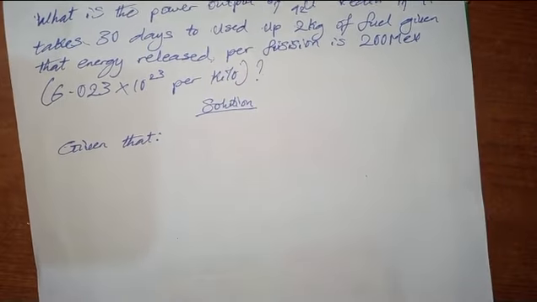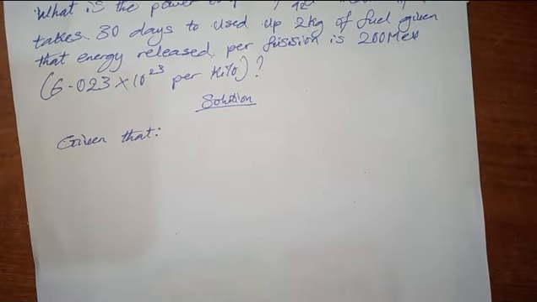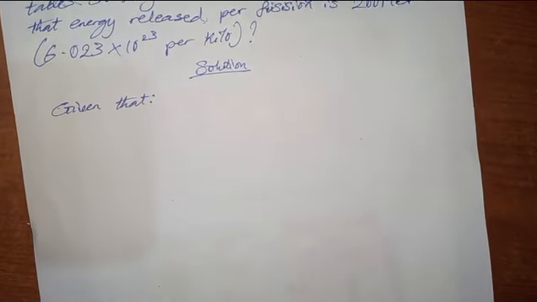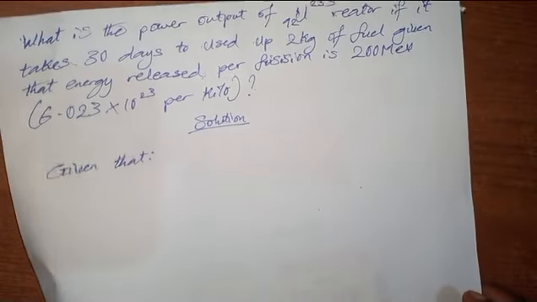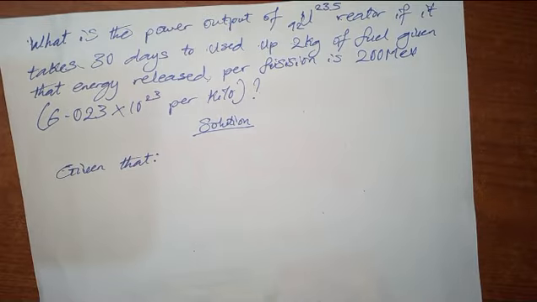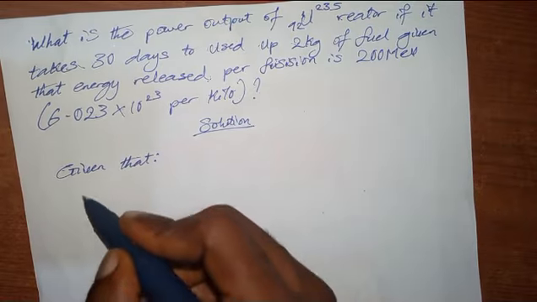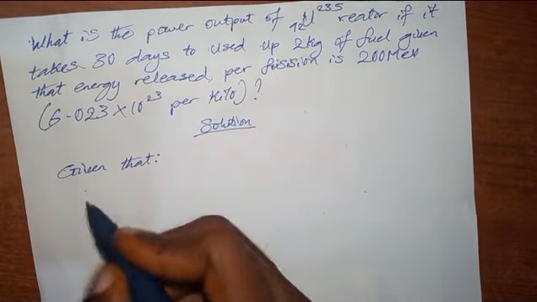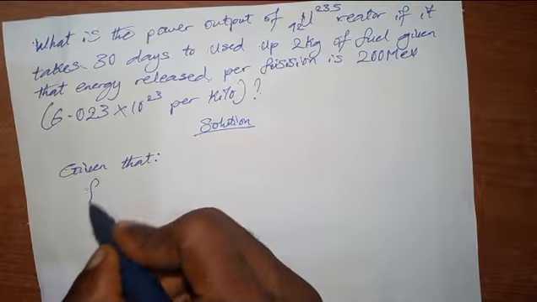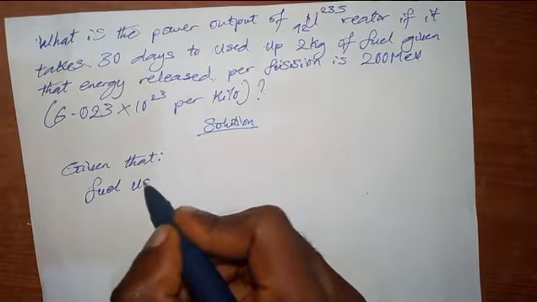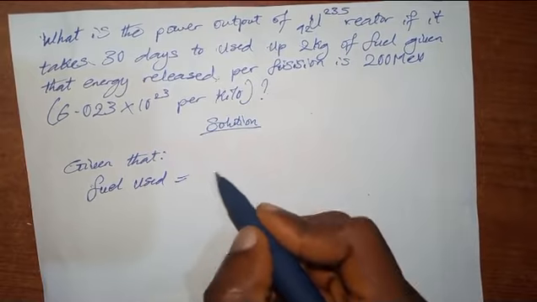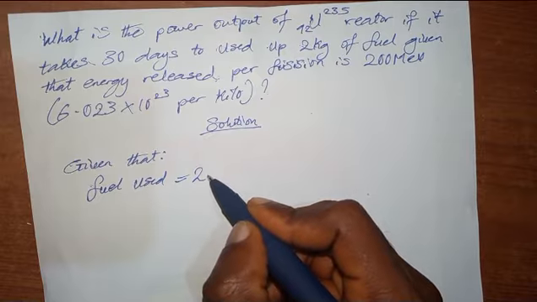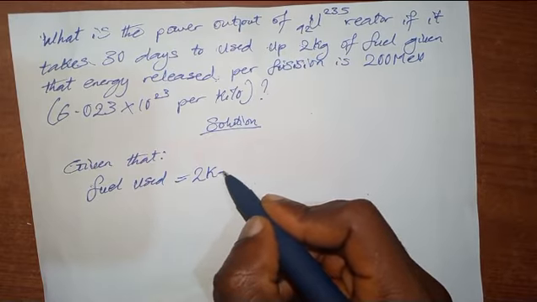And now this is the solution. Let's go into the normal calculation. We will start by bringing out the values that are given in the question: the mass, energy released per fission, Avogadro's number, mass number of uranium, time, and others. So let's start with the mass that is given, which is the fuel used. Fuel used is equals to 2 kilogram.